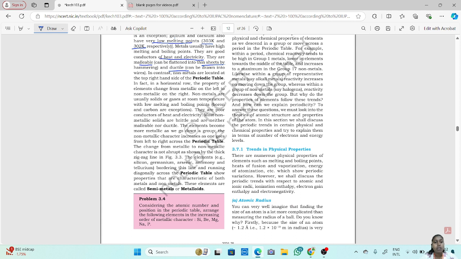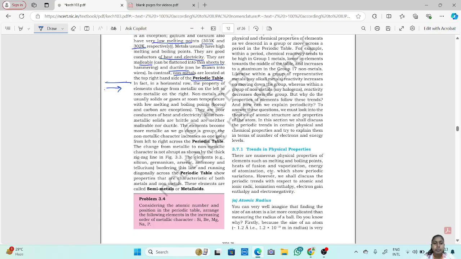Now in contrast, non-metals are located at the top right hand side of the periodic table. So where are non-metals present? If metals are present on the left hand side, obviously non-metals are present on the right hand side. In fact, in a horizontal row, the property of elements changes from metallic on the left to non-metallic on the right. As we go from left to right, the metallic characteristic changes from metallic to non-metallic.